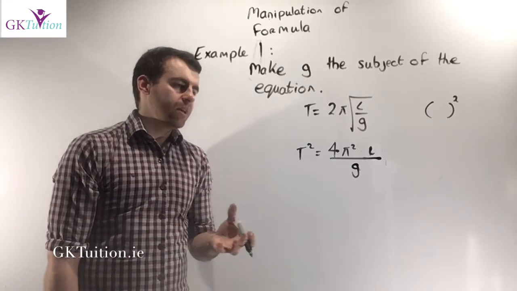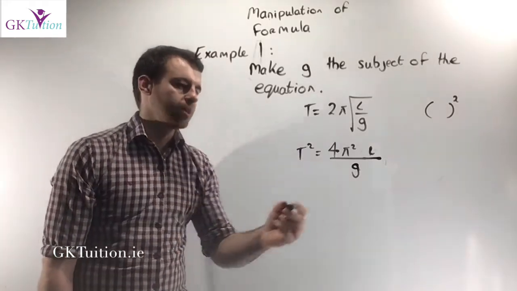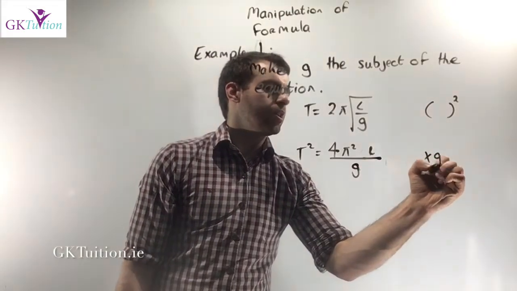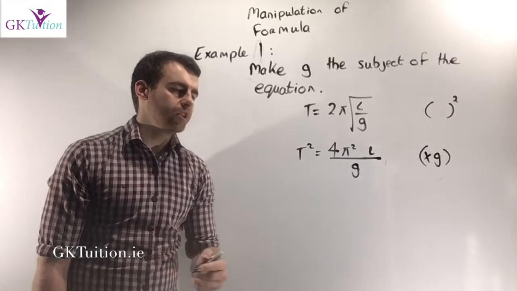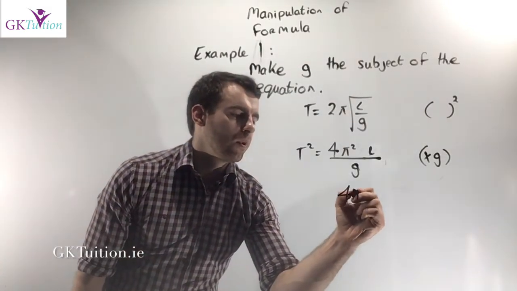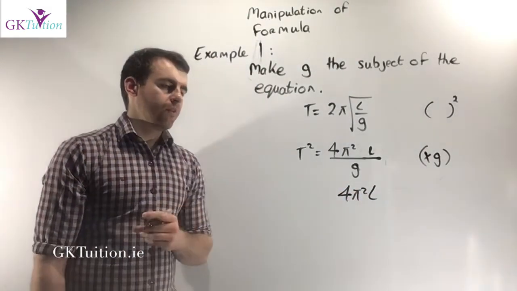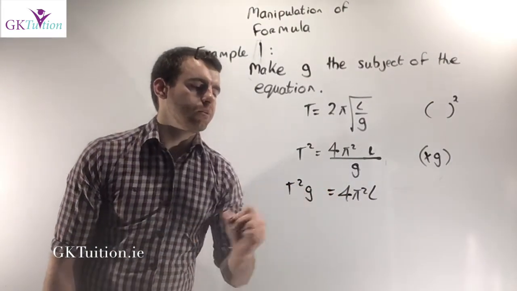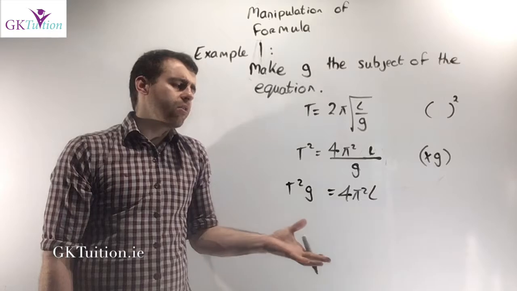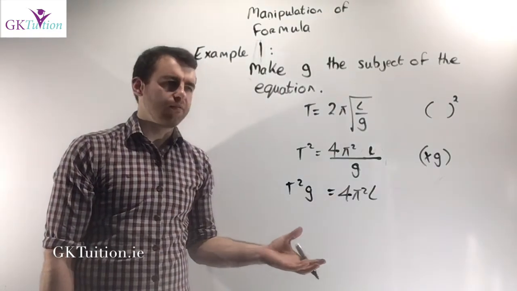Now I would say that my immediate complication is the presence of a fraction. In order to eliminate the fraction, I'm going to multiply by the denominator. If I multiply the right hand side by g, I'll simply be left with 4 pi squared L. If I multiply the left hand side by g, I'll be left with t squared times g. Now I've got no immediate complications, it's quite straightforward.